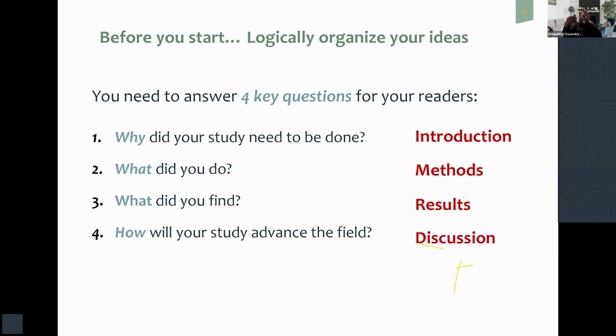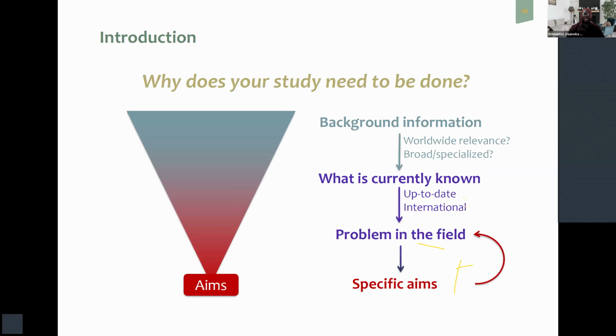In the discussion, I will be giving details why that result was gotten, what accounted for it, what it means, what is the effect of it. That is discussion. This is what will advance the field that you are dealing with.